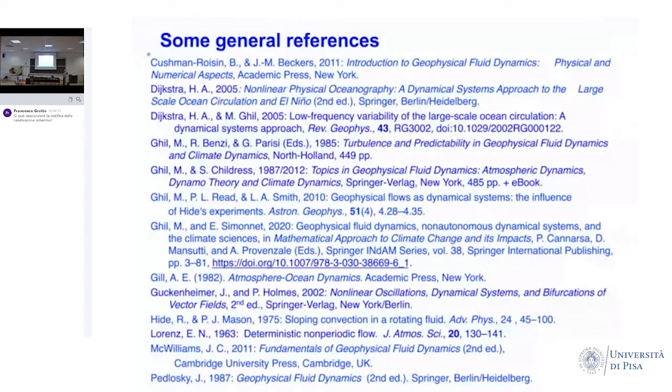But here are some general references. So this is an introduction to physical fluid dynamics, physical and numerical aspects. This is a book by Henk Dijkstra, which essentially espouses this point of view of dynamical systems, as had been done in this book. This one is 1987-2012. As I said, you can access the PDF on the web. This is the one that I showed you before, turbulence and predictability in GFD. Actually, the book grew out of a joint paper which we plan to do, which will eventually come out the same year as the book itself. Low frequency variability on large scale ocean circulation, a dynamical systems approach.